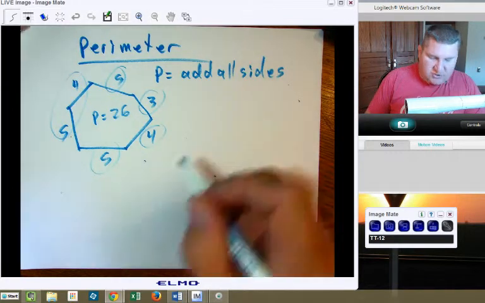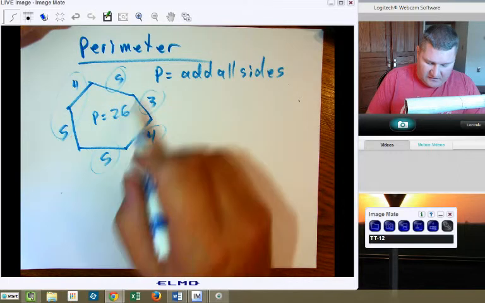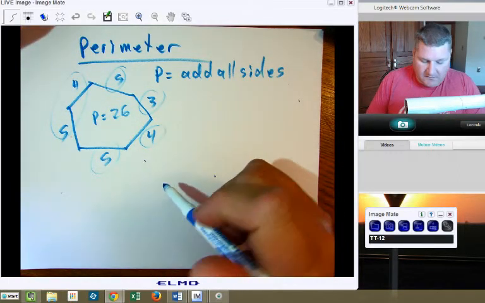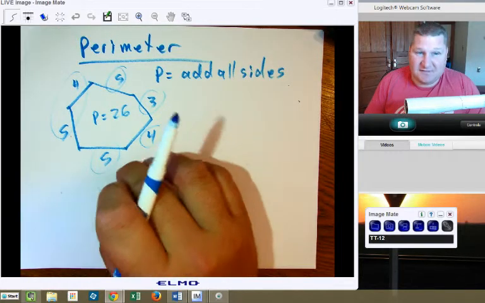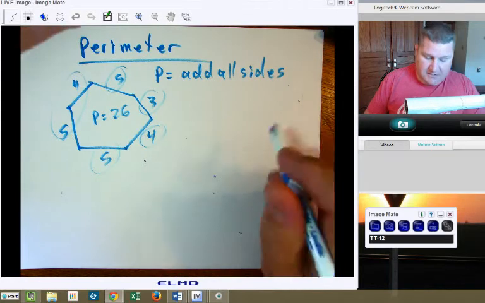Now, you can do areas, and there's all sorts of area formulas, but in this case, to do the area of this shape would actually be exceedingly difficult. This is actually an end of the year type of problem, just to find the area of a random polygon.